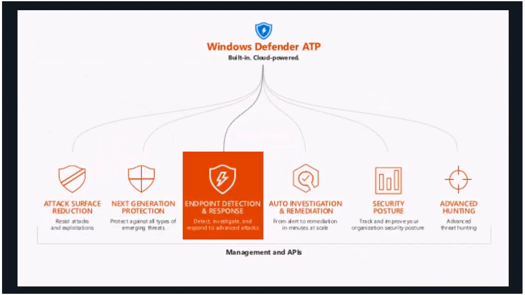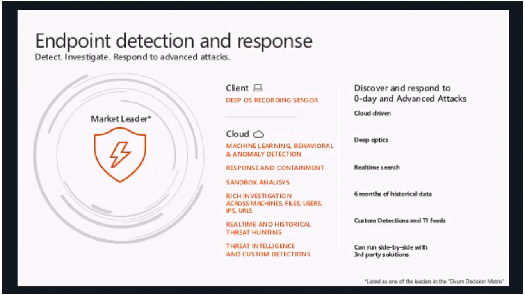From an endpoint detection and response perspective, right? Looking for 0-day attacks that are executing on the machine, but from a cloud-driven perspective, right? So, looking at 6 months of historical data, custom detections, and threat intelligence feeds, all that stuff gets fed back down. I can actually take documents that are, so we talked all about what happens with ATP for content that's stored in Office 365, right? So hey, I'm doing URL redirection and all that stuff. Well, I can actually do that even on the desktop.